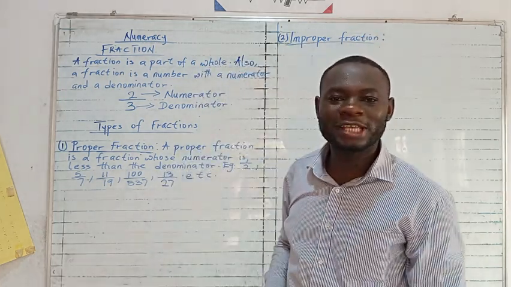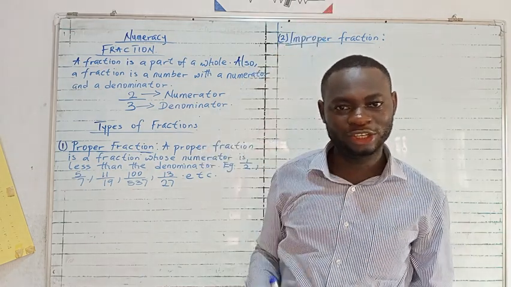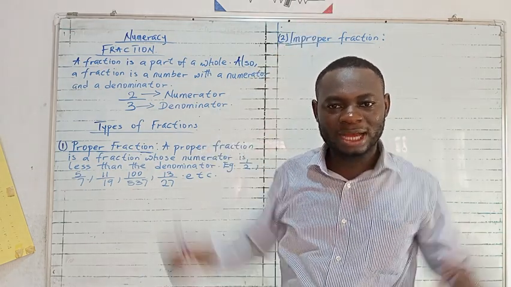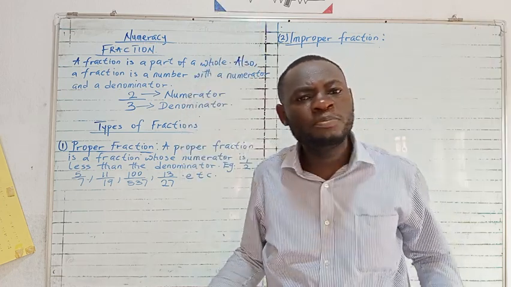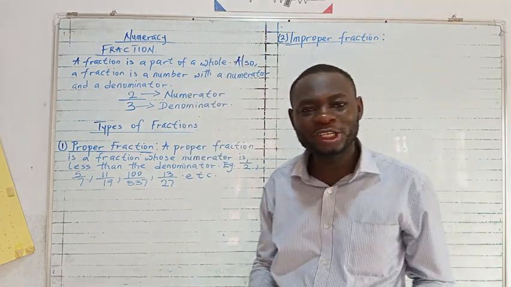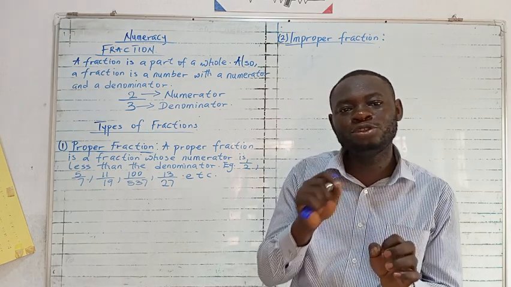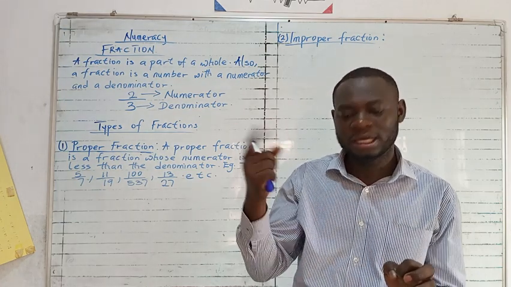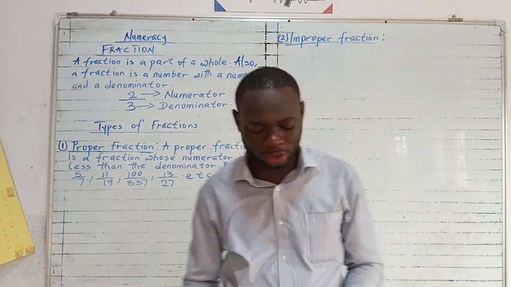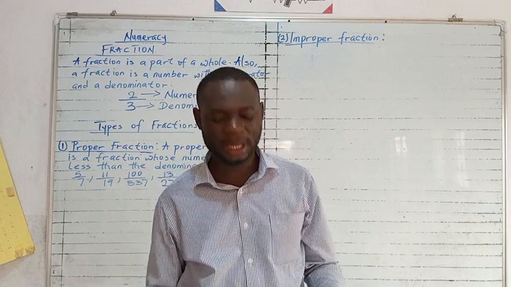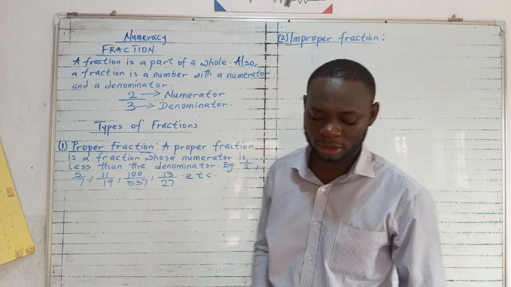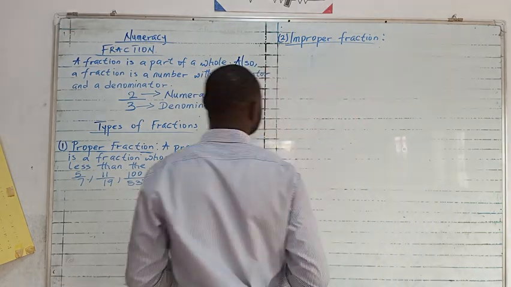Since the proper fraction says that the numerator is smaller than the denominator, meaning that a dad can carry his child, but when his child carries the dad, it becomes improper. So an improper fraction is a fraction whose numerator is bigger than the denominator, or greater than the denominator.